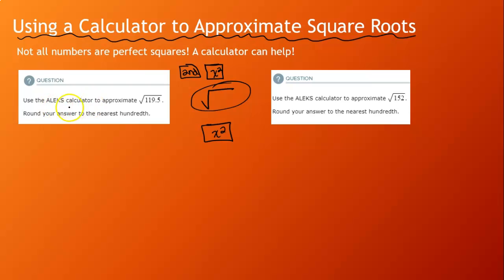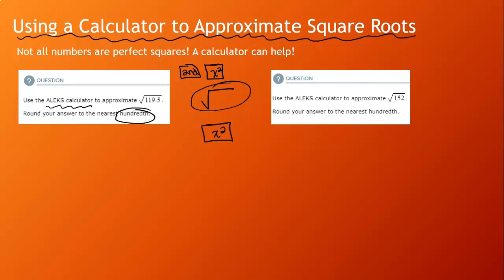All right, so we want to use our calculator to approximate the square root of 119.5. This says use the Alex calculator, so that may pull up on your screen and you may not have to worry about another calculator. The biggest thing I want to talk to you about today is making sure you're able to round correctly, because Alex will count this wrong if you don't round correctly.